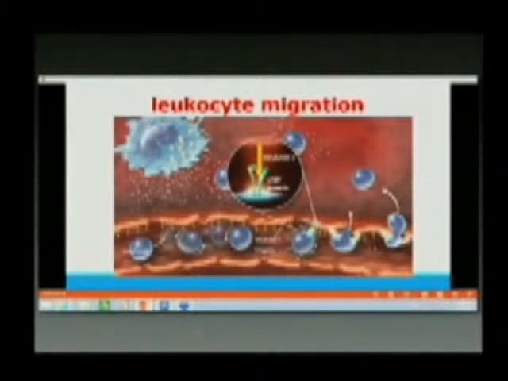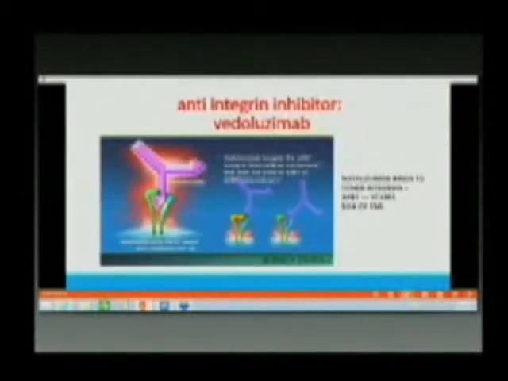Now, if you can inhibit the migration, okay, then you have a powerful agent again to stop inflammation. Okay. Now, we have an integrin inhibitor which came out. You have vedolizumab, and vedolizumab targets your alpha 4 beta 7 integrin heterodimer. And the beauty of this is your alpha 4 beta 7 is an integrin that is located mainly in your gut vasculature, okay, and that is the reason why it's selective.